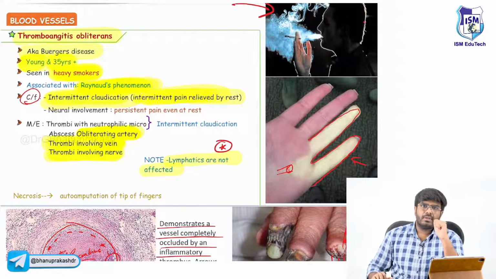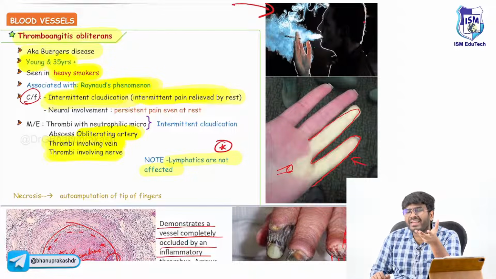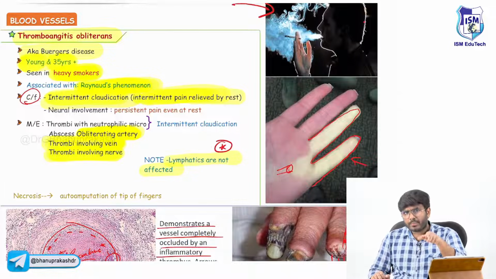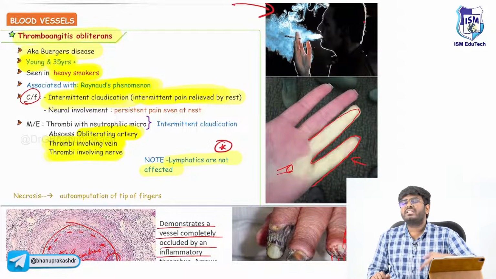Now, in which type of vasculitis have we studied the flea-bitten appearance of the kidneys? The flea-bitten appearance of the kidneys is seen with polyarteritis nodosa. Autoamputation is seen with Buerger disease. Buerger disease is also called thromboangiitis obliterans, associated with Raynaud's phenomenon, seen in heavy smokers.